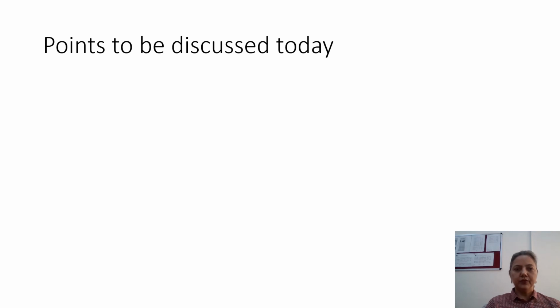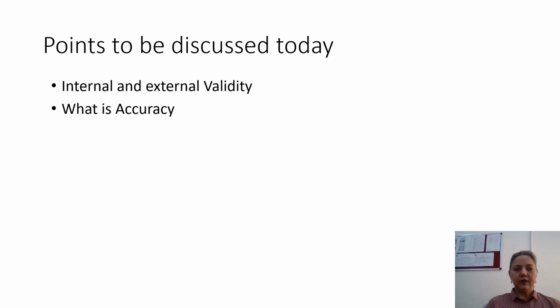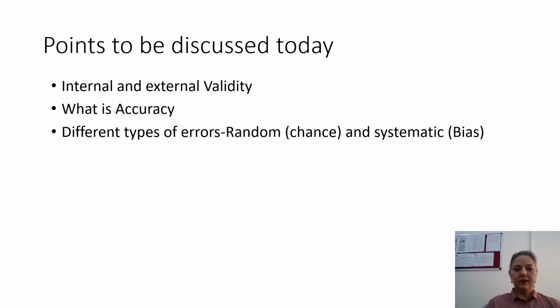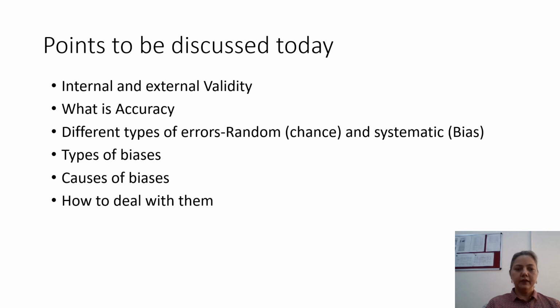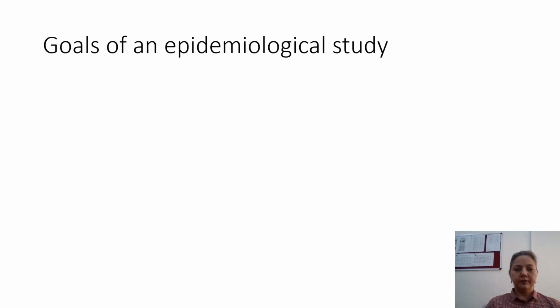So what are the points we are going to discuss today? We'll be discussing internal and external validity, what is accuracy, different types of errors like random and systematic errors, types of biases, causes of these biases, and how to deal with them.